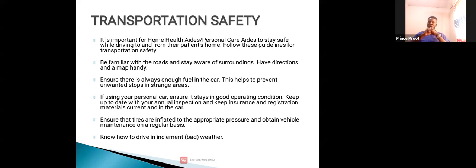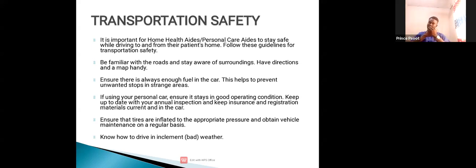Be familiar with the roads and stay aware of surroundings. What do I mean? There are places you will be going for the first time. You are allowed to be new, but learn fast and become acquainted with the surroundings as fast as possible. So become aware and familiar with the roads.